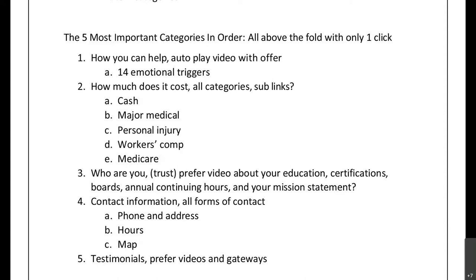So what are the 5 most important categories in order? So, how you can help. That's the very first thing that better be on the front page of your website: how you help the consumer. Now, the common mistake that is made here is if you have a hero page, a lot of times it's an empty picture that's essentially worthless. Now you're forcing the person to scroll down, and most of them don't want to.